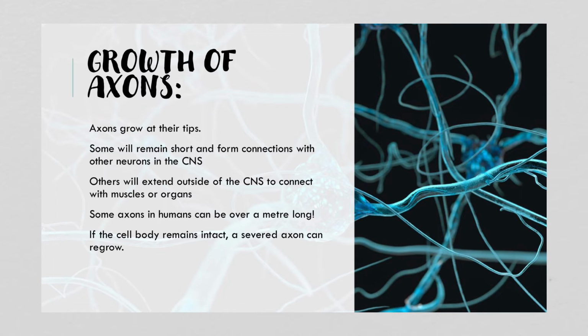And then some axons in humans can be over a meter long. So that's pretty mind-boggling in itself. And if the cell body remains intact, a severed axon can regrow. So that's an interesting fact as well.